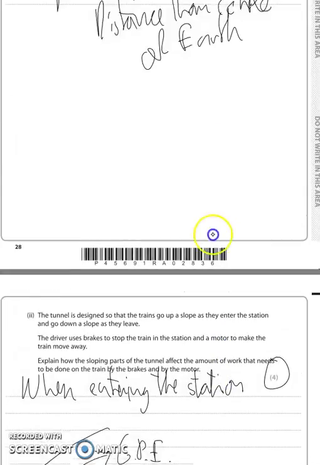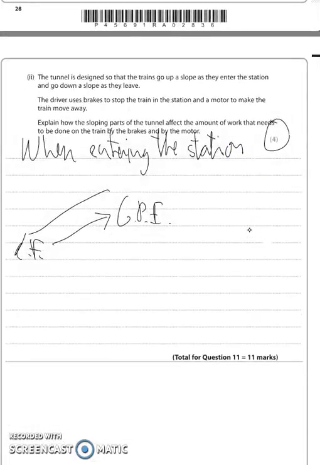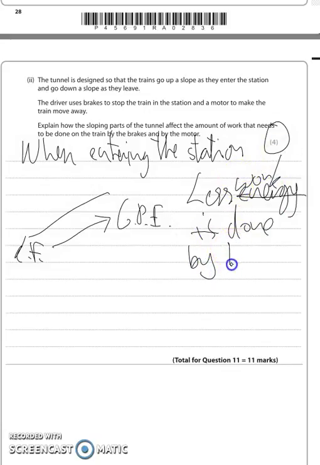So they're going up, so they gain gravitational potential energy. They're going up, so their kinetic energy must go into gravitational. So if some of the energy is going into gravitational, less work is done by the brakes. So we're comparing those two situations. If they're going up, kinetic energy is turning into GPE. Less work is then done by the brakes, or less force needed to stop, or the train stops more quickly. You're looking for that work equals force times distance.